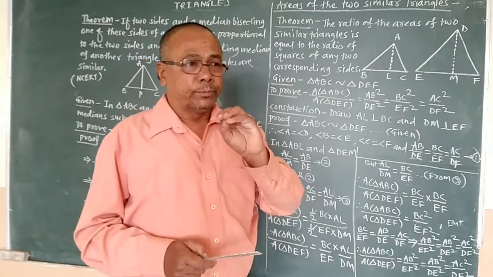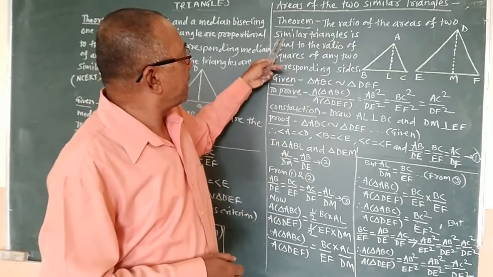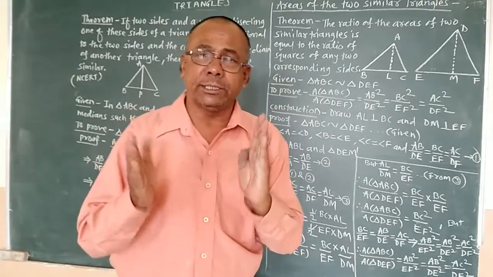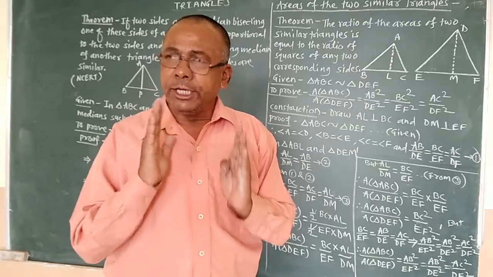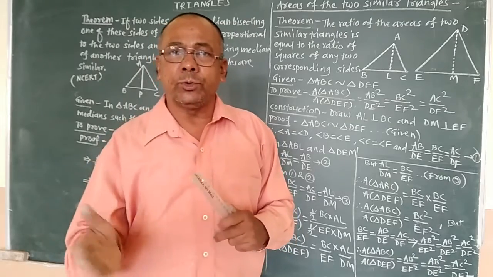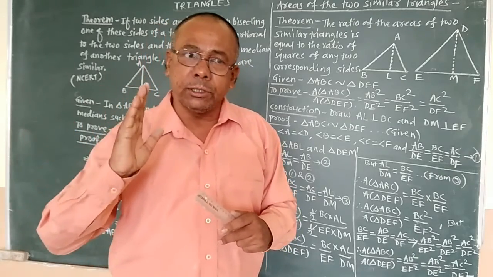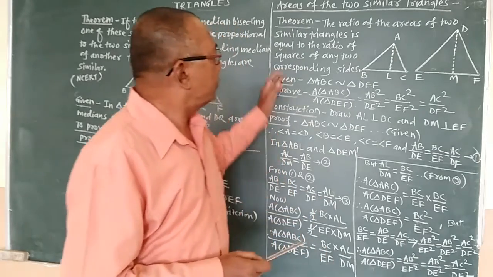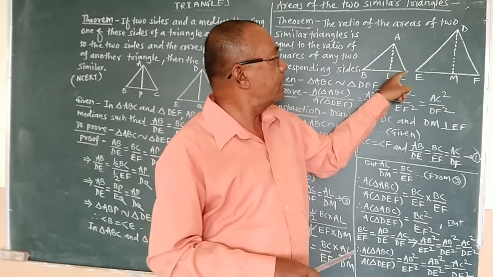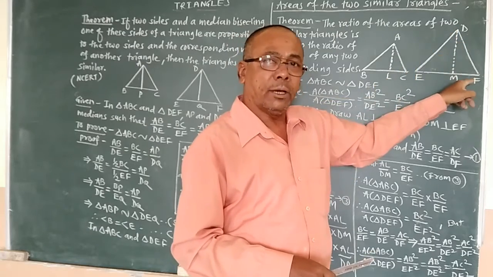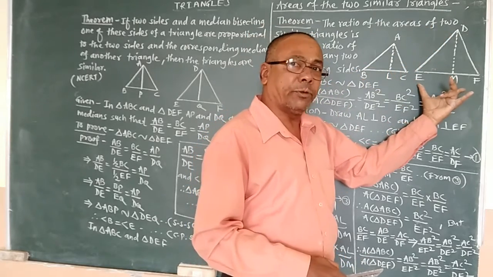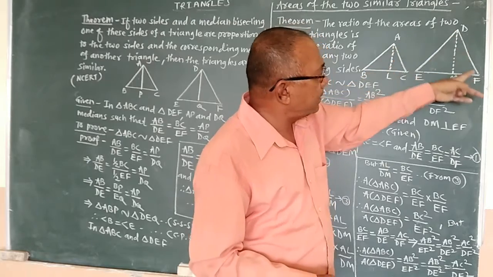Here we have to remember one thing, that both the triangles must be similar. This is the very important condition, that if the two triangles are similar, then and only then is it possible that the ratio of areas of two similar triangles is equal to the ratio of the squares of the corresponding sides. So here we have to prove that area of triangle ABC divided by area of triangle DEF is equal to AB square upon DE square, is equal to BC square upon EF square, is equal to AC square upon DF square.